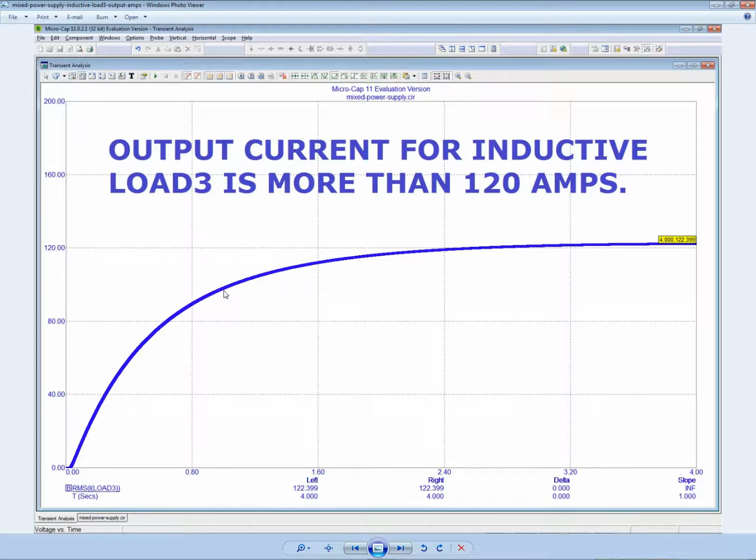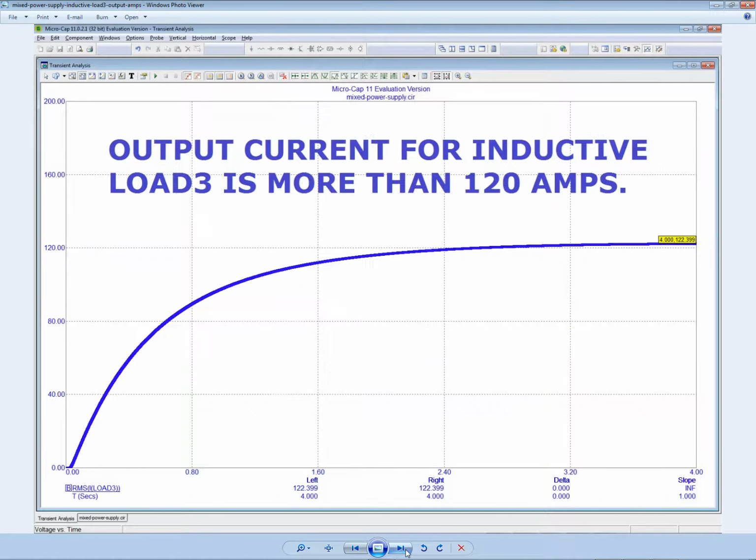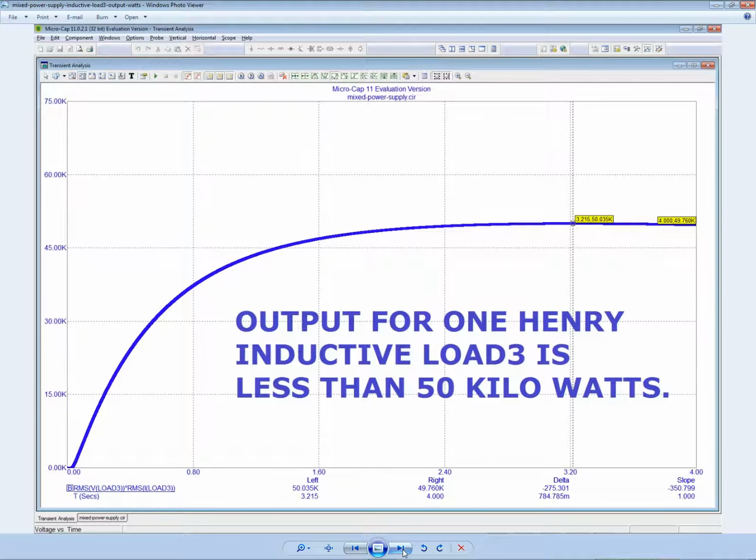Is this amps or voltage? No, amperage. So this is RMS current of load number 3, which is the inductive load, the DC inductive load. So it goes through the transformer, goes past the capacitor, the 1 picofarad capacitor, and then with the DC inductive load, the amperage rises quite well, so that by the end of 4 seconds, we're up at 122 amps. But it takes a little time. See this rise? Now let's see if we can get the one that I want to look for.